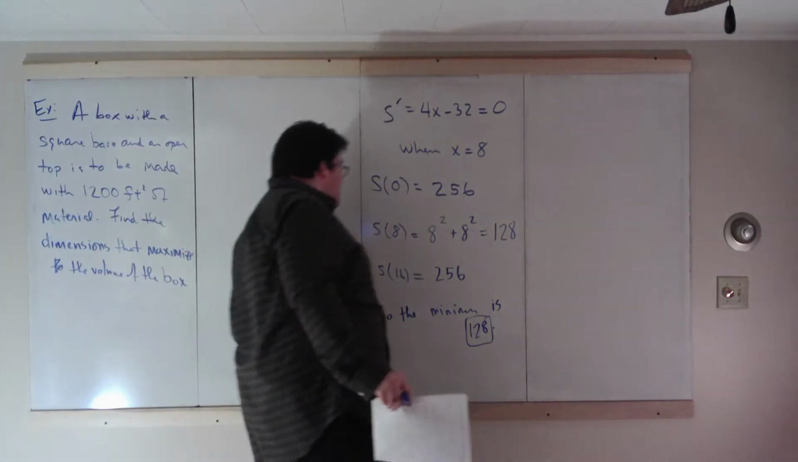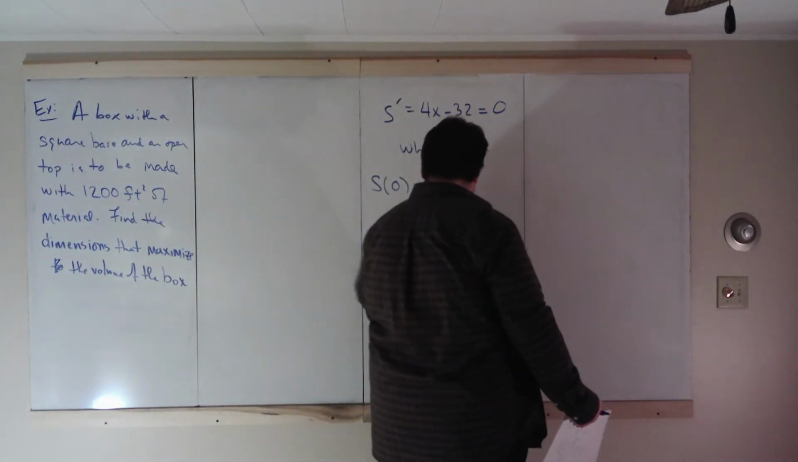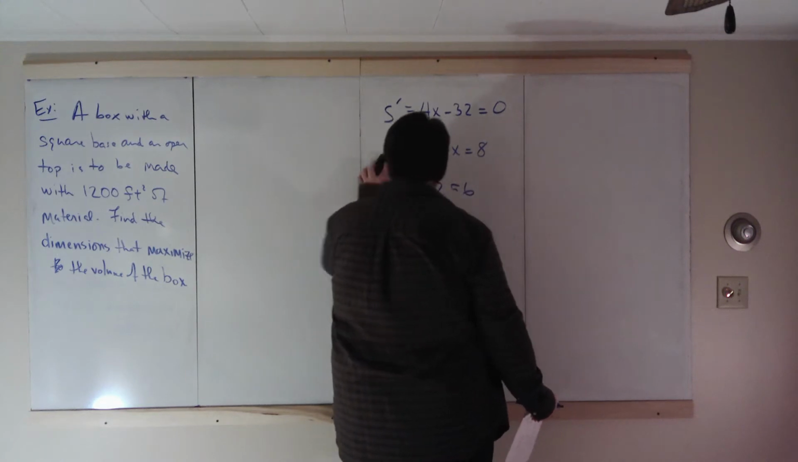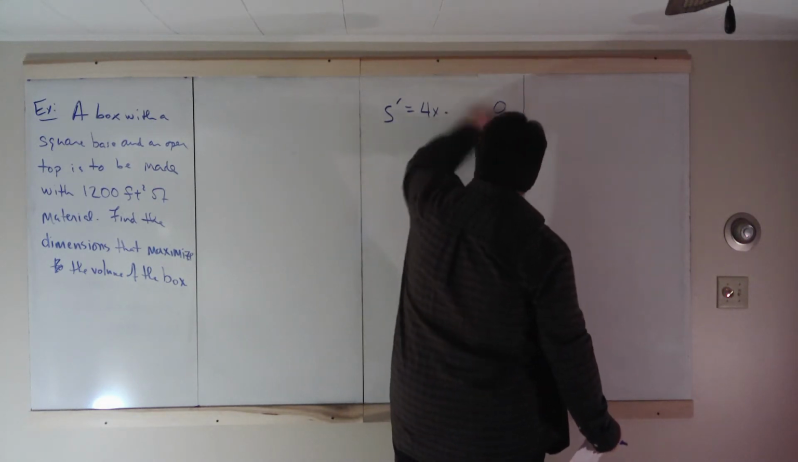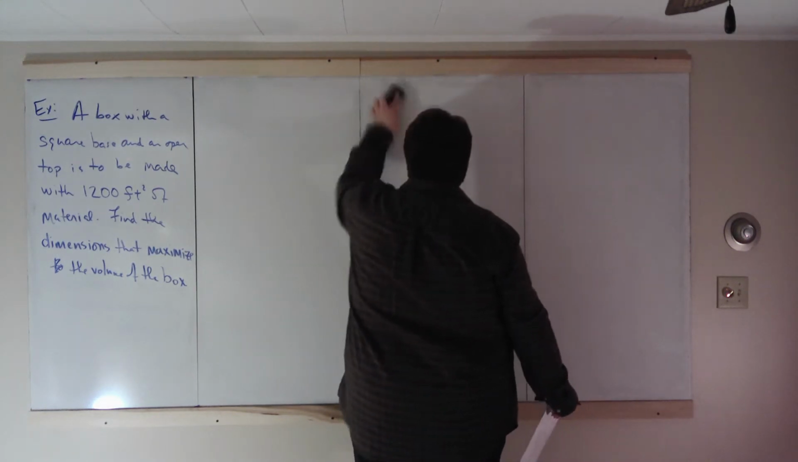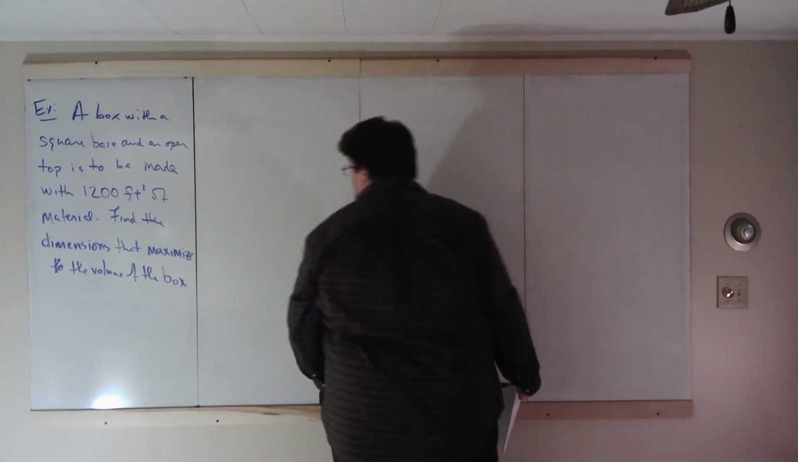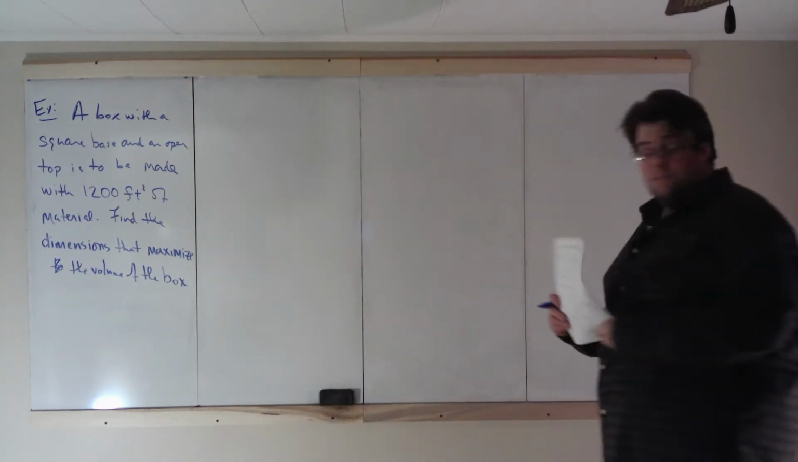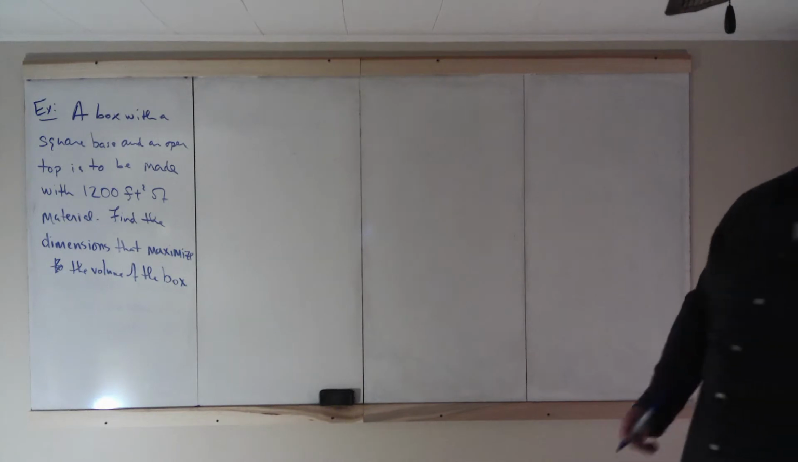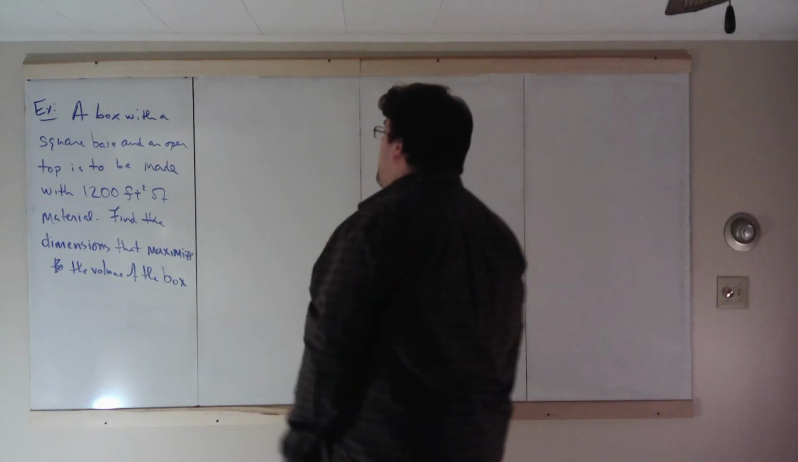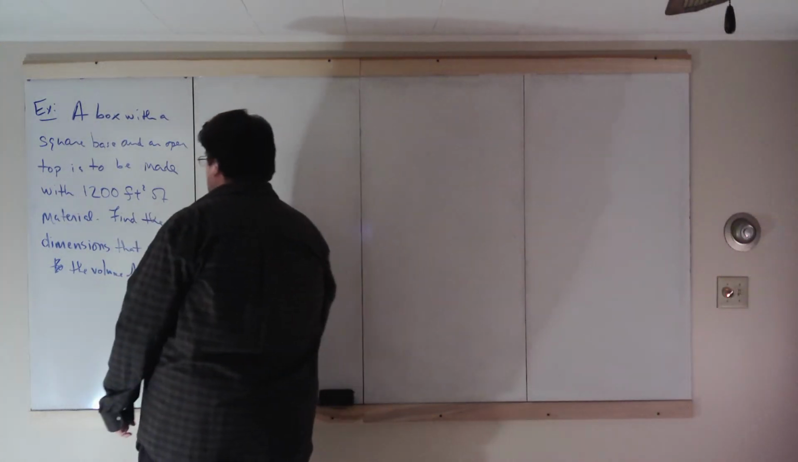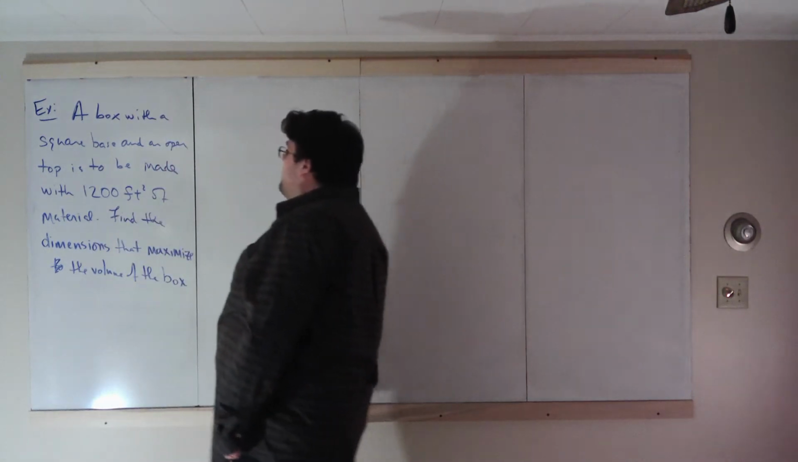So again, first thing I like to do, find a function we're doing calculus on. This question says find the dimensions which maximize the volume of the box. So we're going to be maximizing the volume of the box. Well, we need a volume function. Well, we need a box. Square base and an open top.